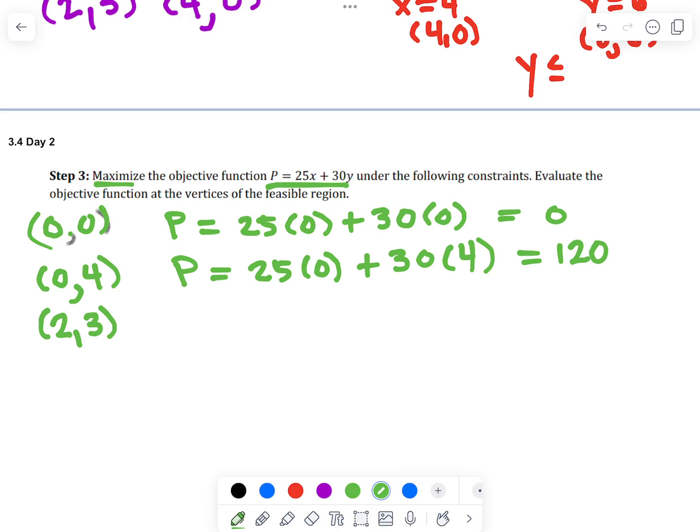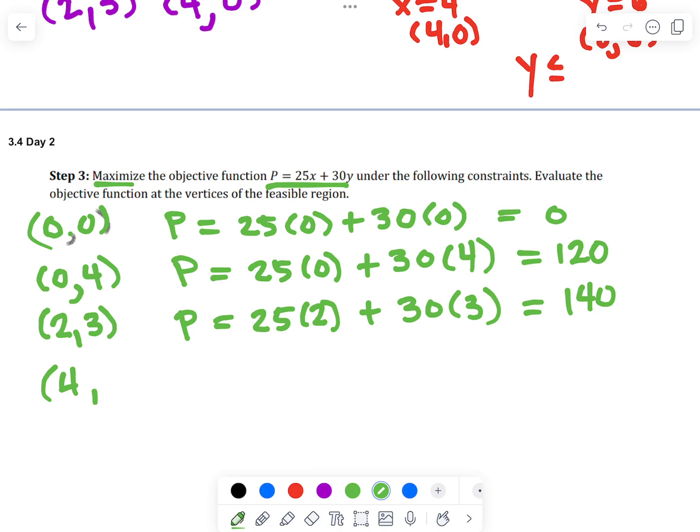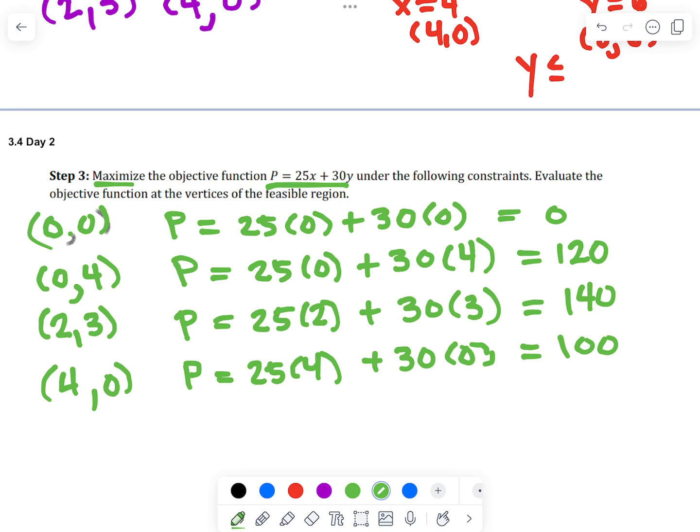2, 3. 25 times 2, 30 times 3. Simplifies to 140. 4, 0. And we get 100. So the maximum is right here at 140.